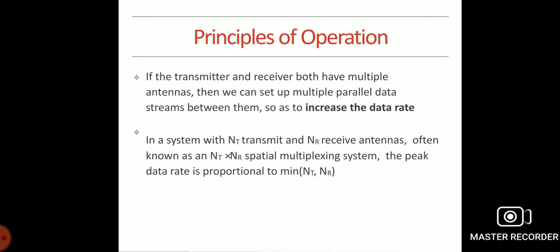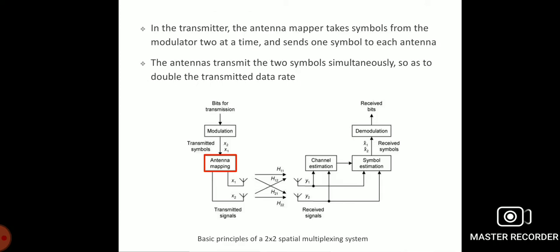We can move to the basic principle of a 2x2 spatial multiplexing system. In this system, the linear dispersion coding method combines parallel multiplexing with transmit diversity. The first layered space-time architecture was the first space multiplexing system.